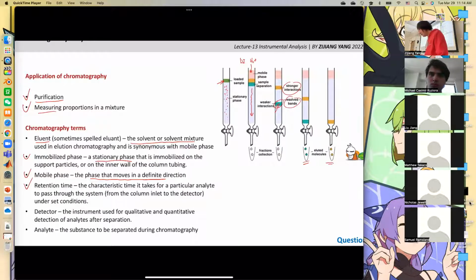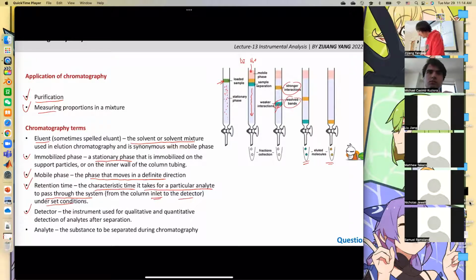We also have a term that is retention time. This is a characteristic time it takes for particular analytes to pass through the system from the column inlet to the detector or to the outlet, under set conditions. In this case, we have two retention times. One is the retention time of this orange chemical, and another is for this green chemical. Different chemicals, or each component, will have their own retention time.